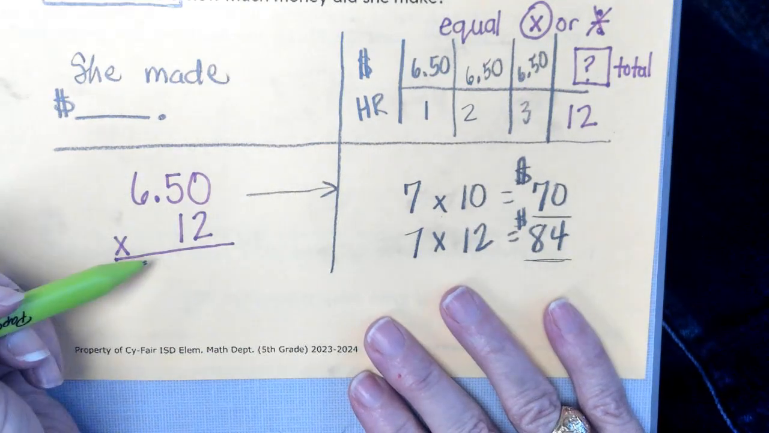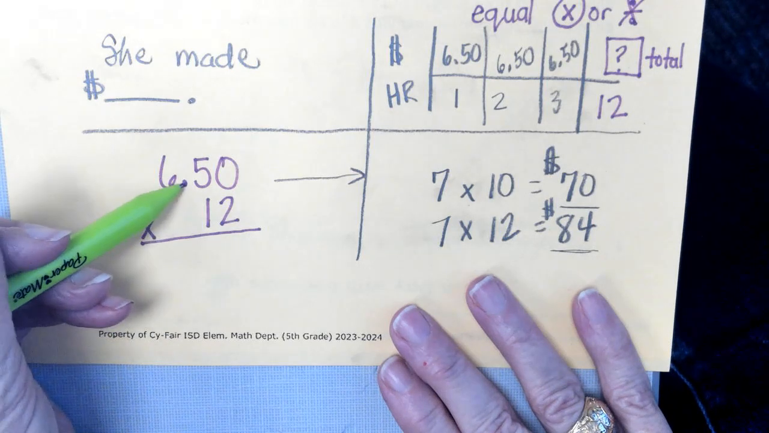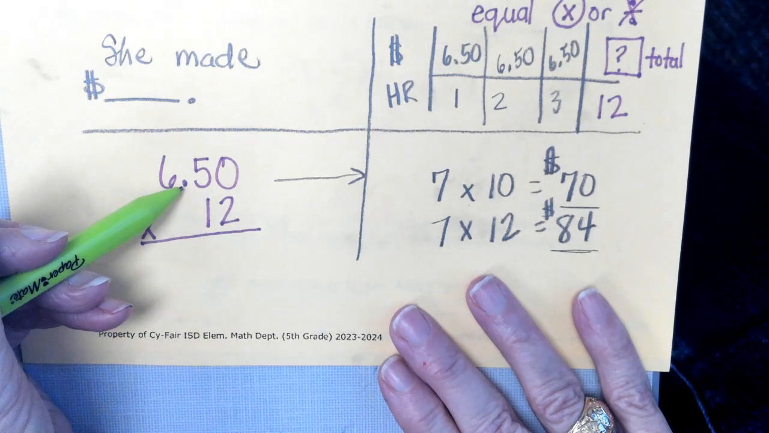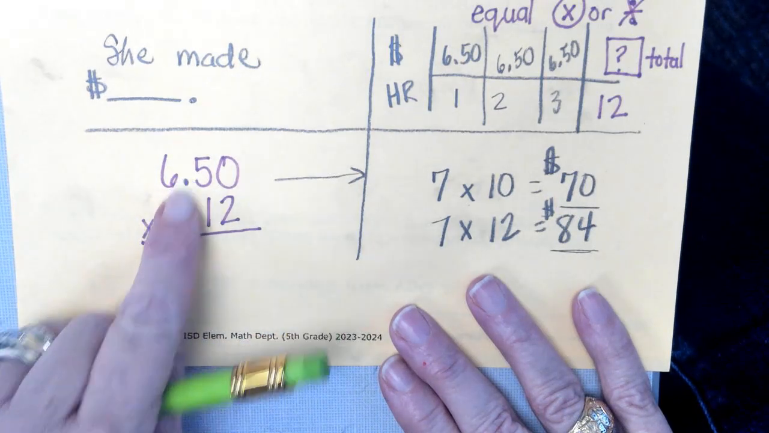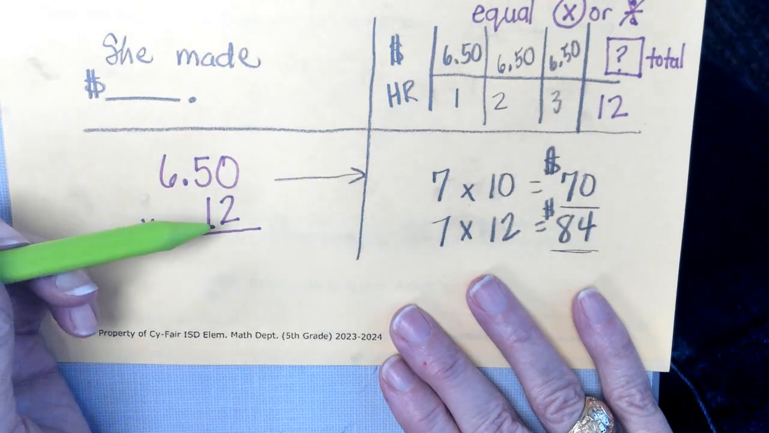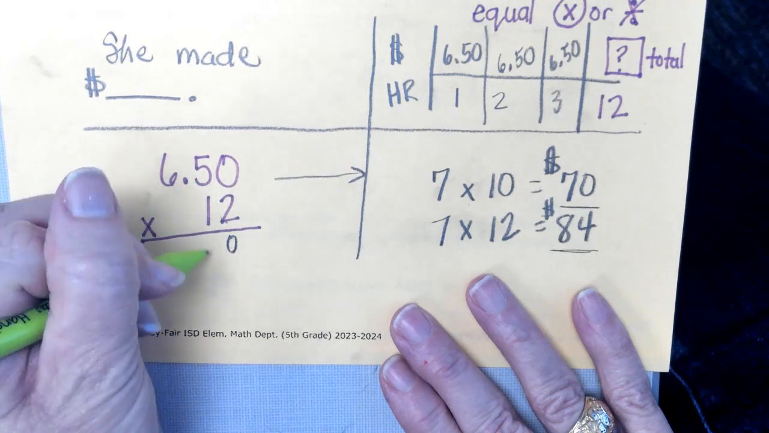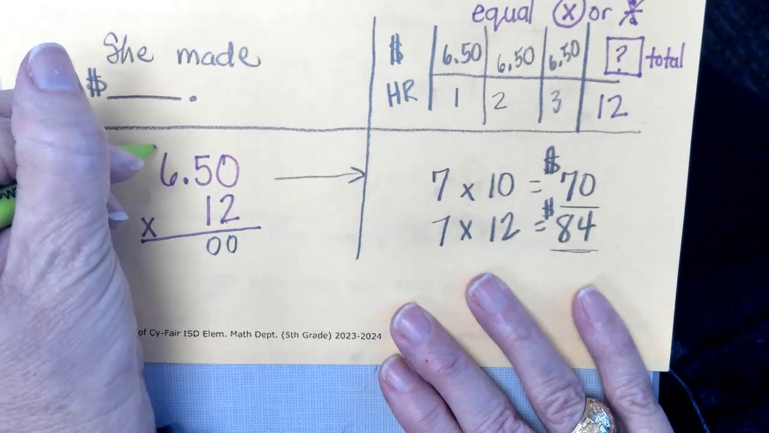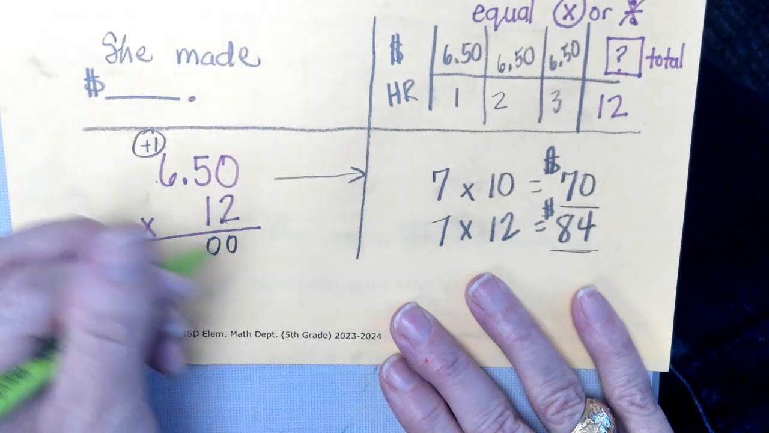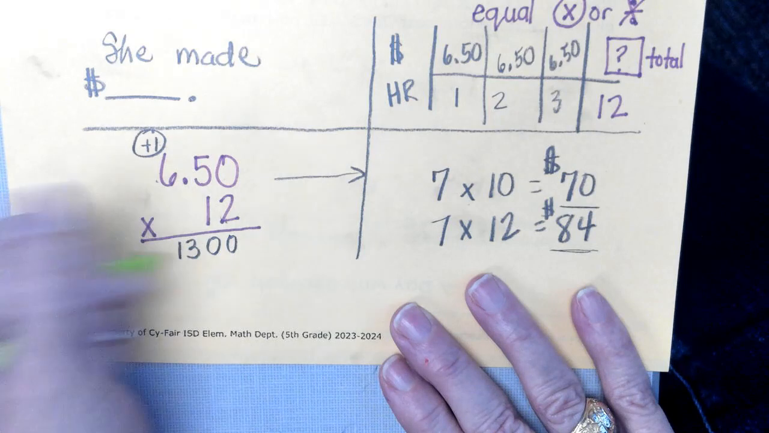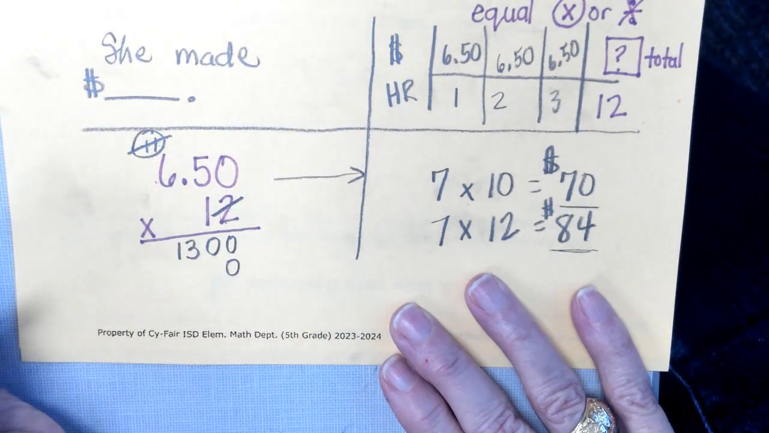All right, let's go back over here and let's multiply. When you multiply with a decimal, basically we're going to pretend like the decimal is not even there until we're done. So I'm going to pretend like this is just 650 times 12. I'm going to start with 2 times 0, which is 0, and 2 times 5, which is 10. Record your 0, carry your 1, and 2 times 6 is 12, plus 1 more makes 13. I'm going to cross out this number here, cross out the 2, and don't forget your 0.